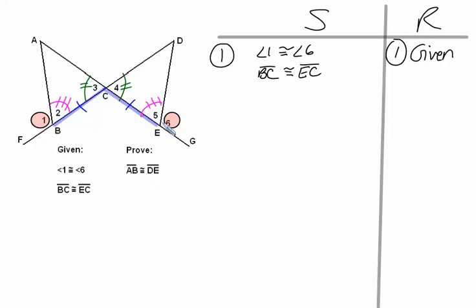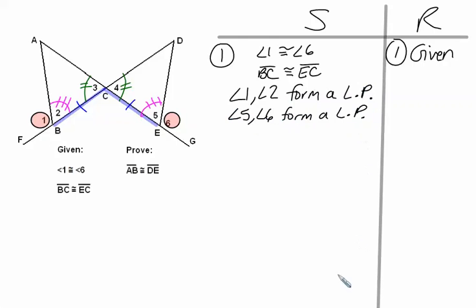Now, as we said in class, in the given, we need to write when we have a linear pair. So we're going to say angles 1 and 2 form a linear pair. Abbreviations are fine. And angle 5 and angle 6 also form a linear pair. And again, abbreviations are fine.